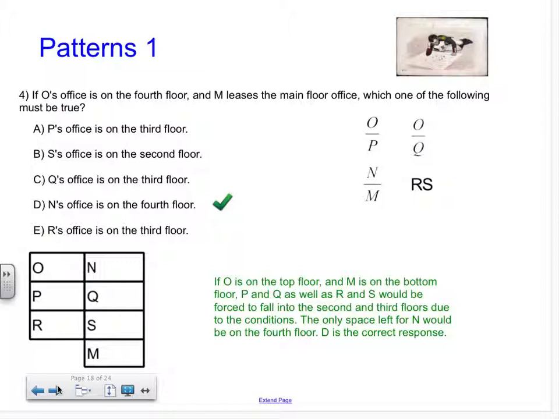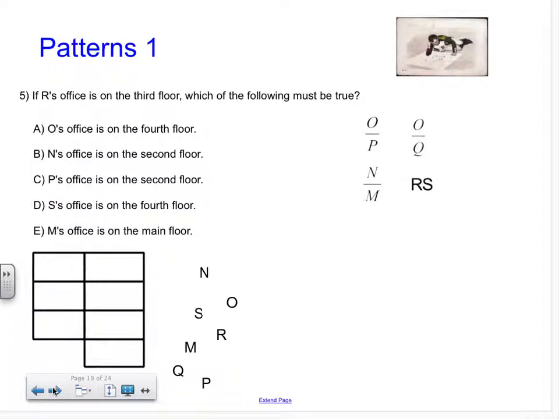So just to recap, D was the correct response. If O is on the top floor and M is on the bottom floor, P and Q as well as R and S would be forced to fall into the 2nd and 3rd floors due to the conditions. The only space left for N would be on the 4th floor. D is the correct response.